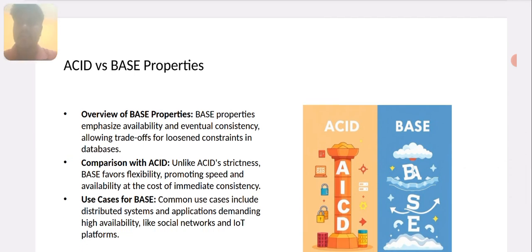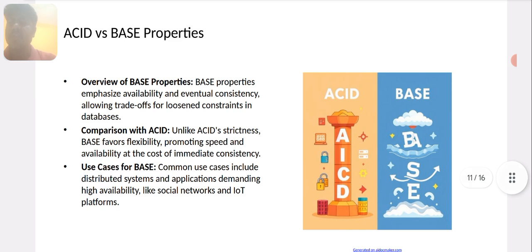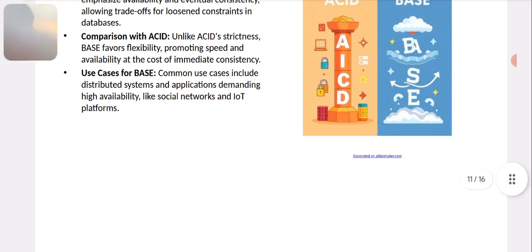Next is ACID with BASE properties. The overview of BASE properties: it emphasizes availability and eventual consistency, allowing a trade-off for loosely constrained databases. A comparison with ACID: unlike ACID's strictness, BASE favors flexibility, promoting speed and availability at the cost of immediate consistency. Some use cases of BASE include distributed systems and applications demanding high availability, like social networks and IoT platforms.